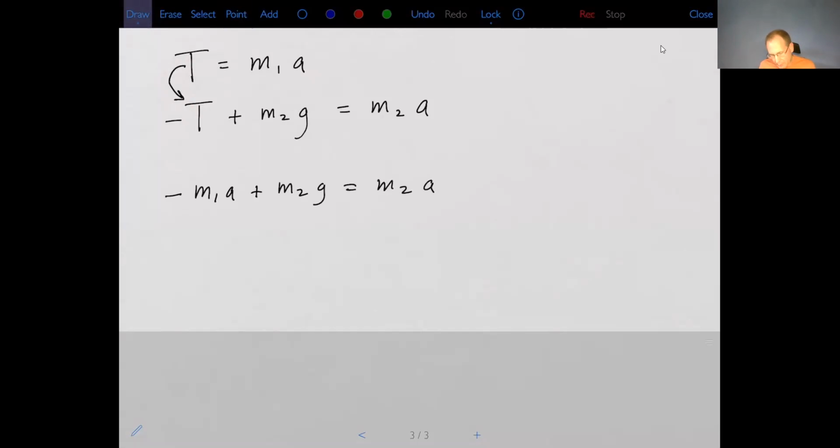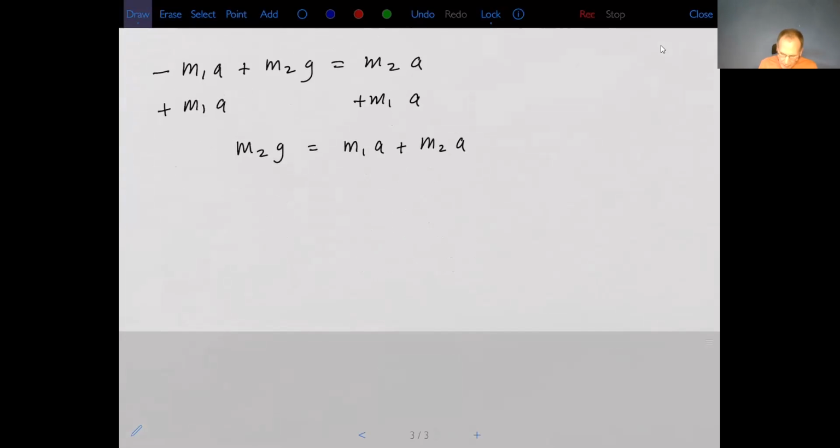Now I want to solve for A, so I need to get the A's together. I'll add m1a to both sides. So I have m2g is equal to m1a plus m2a. And now the A is common to both terms on the right-hand side, so I can factor it out. So I have A times m1 plus m2. And then finally, if I want A by itself, I can divide both sides by that sum, m1 plus m2.